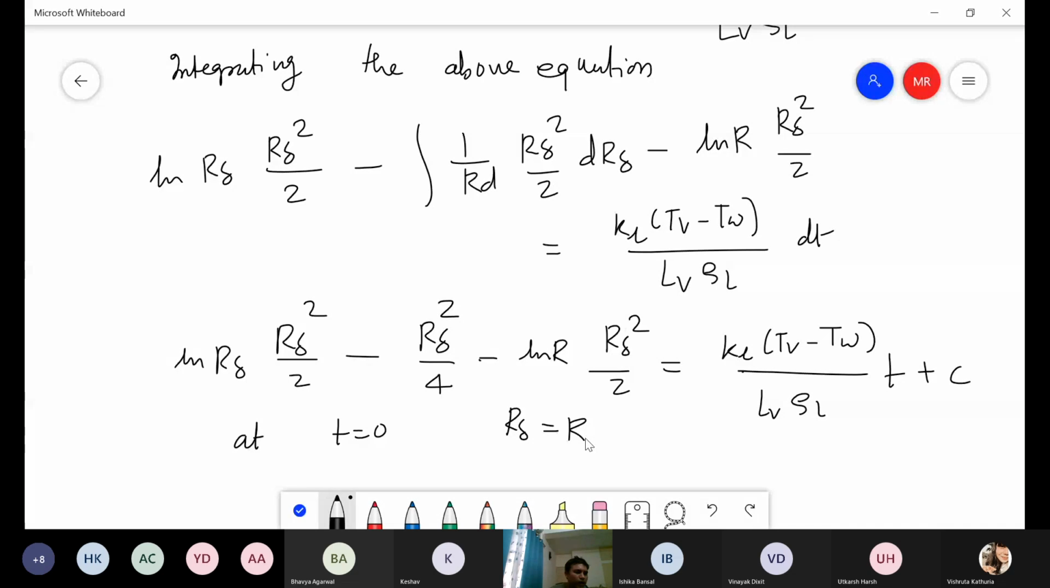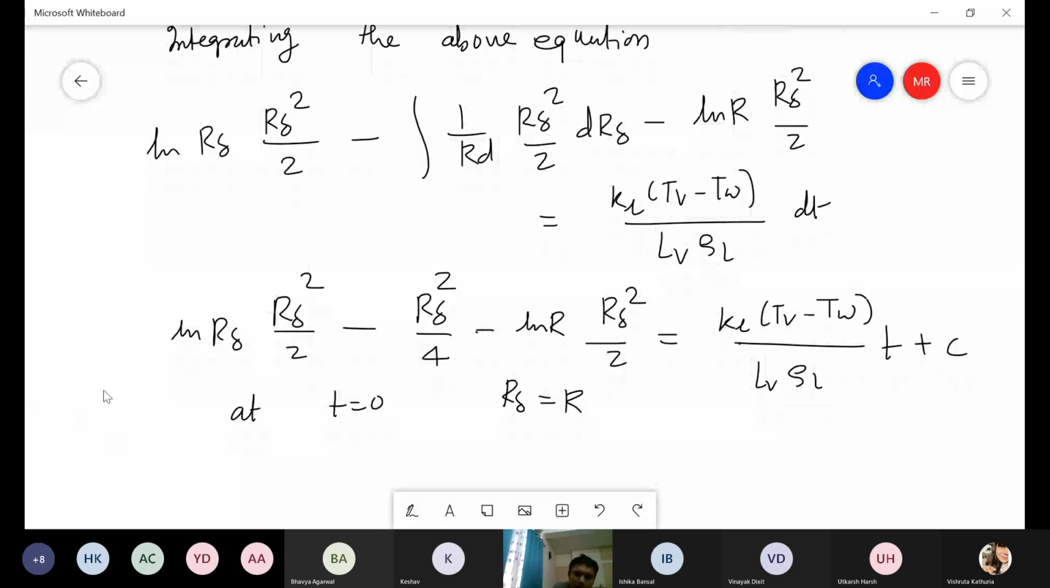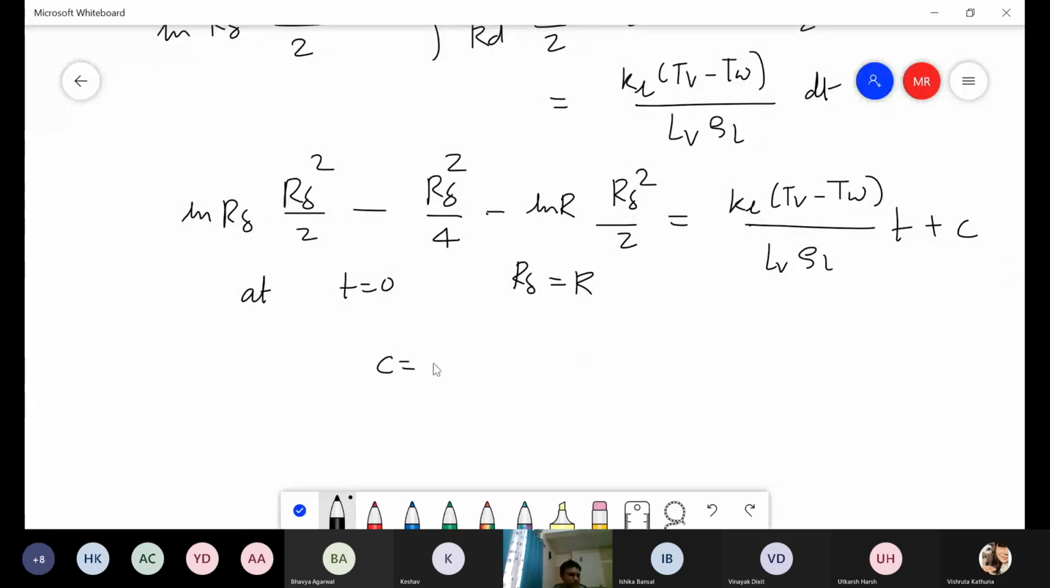So if you put it in this equation, the constant of integration c comes out to be minus r square by 4. Is it okay? So these two terms are going to get cancelled out, the first term with this term, and only this last term remains and this becomes 0. So c becomes r square by 4, minus r square by 4. That is what you are going to get directly.